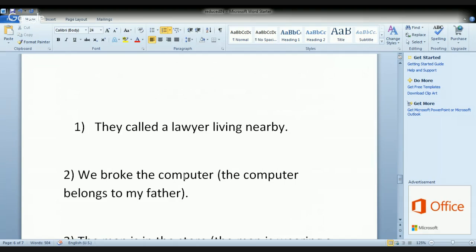In this next one, we broke the computer. The computer belongs to my father. Well, first off, we'll take out the computer and the other parentheses. So we broke the computer belongs to my father. So this is in the present simple, and we'll say belonging. Okay. And I'm just thinking the other way to say this with the normal relative clause would be, we broke the computer which belongs to my father. Okay, and so the which belongs is what we're changing here. Again, this is in the first part of the class today.